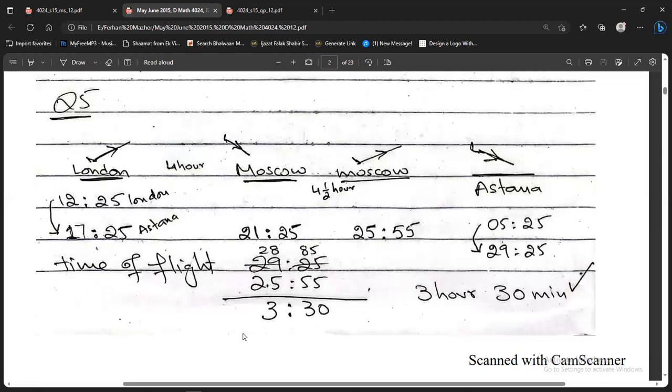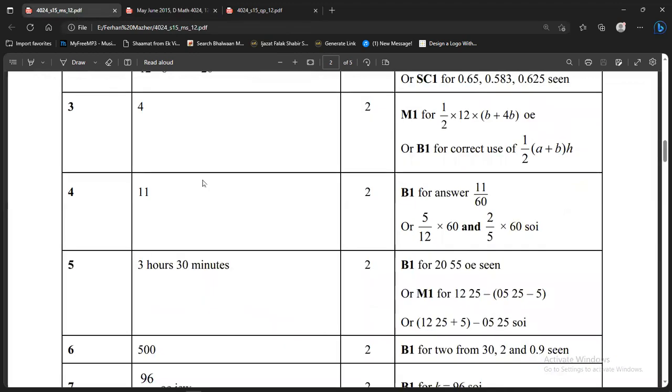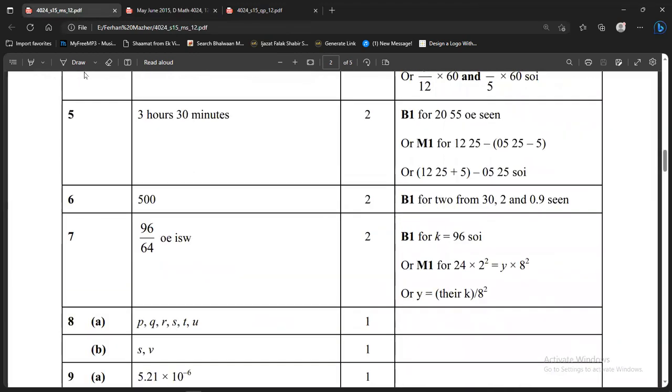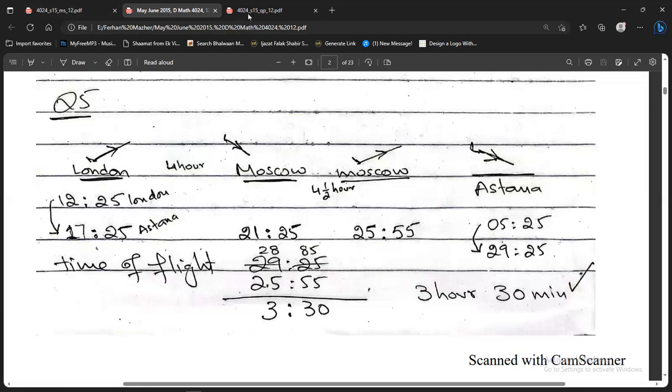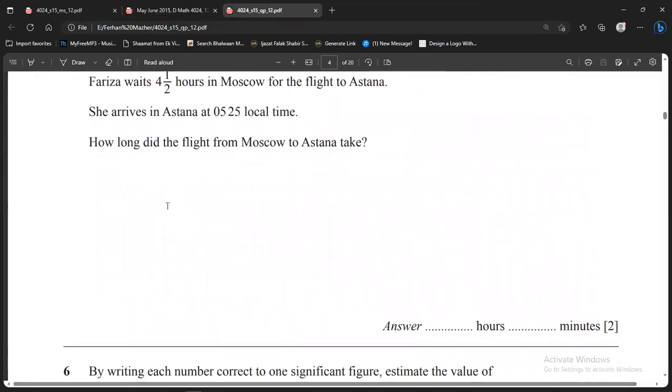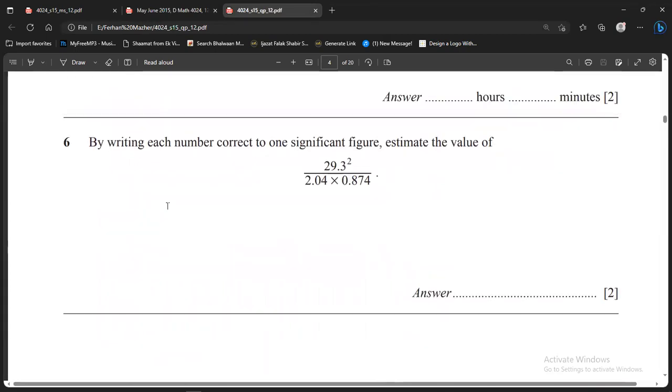The basic trick in this question is that I have converted all the times into Astana time. And this is how the solution of this question has been possible. It's a little tricky question. 3 hours 30 minutes, the flight took 3 hours 30 minutes is the right answer, sir. This is the solution. Hopefully you understand. It's a very tricky question.